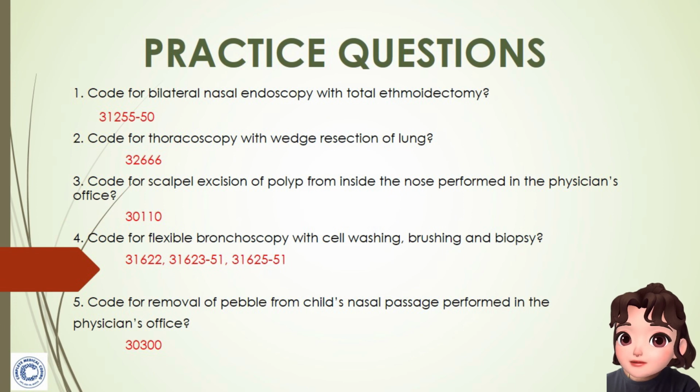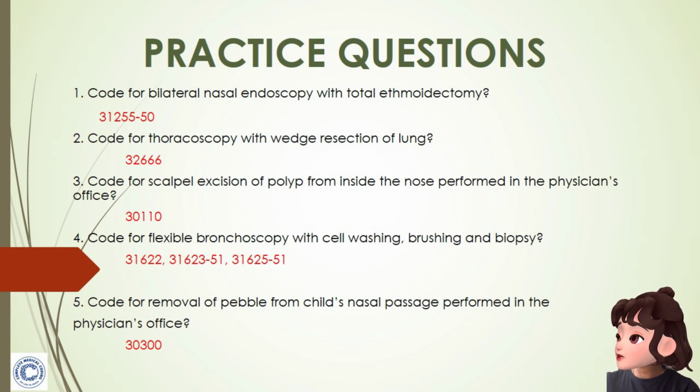Code for flexible bronchoscopy with cell washing, brushing and biopsy. So here there are three procedures. Bronchoscopy with cell washing, brushing and biopsy. First you need to check for the bronchoscopy code, which will be 31622. That is bronchoscopy rigid or flexible, including fluoroscopic guidance when performed. About fluoroscopy, it's not mentioned, so just leave it. So bronchoscopy will be the first code, 31622. Then with cell washing, brushing and biopsy.